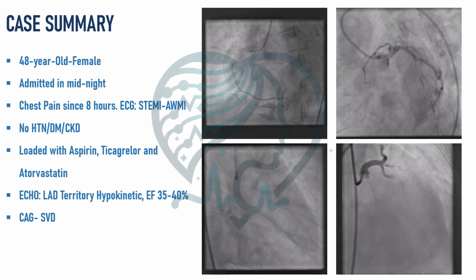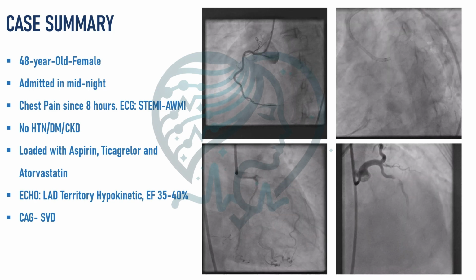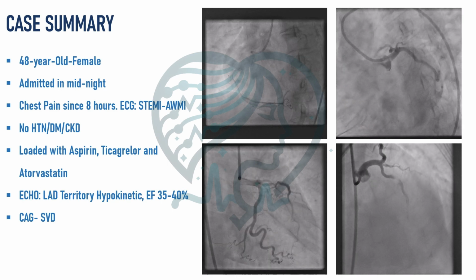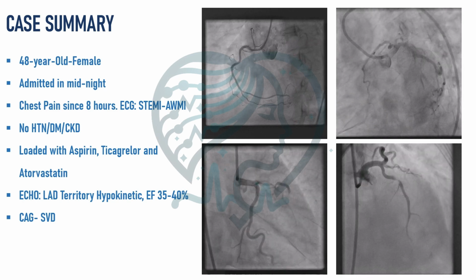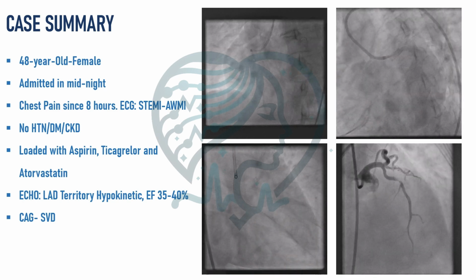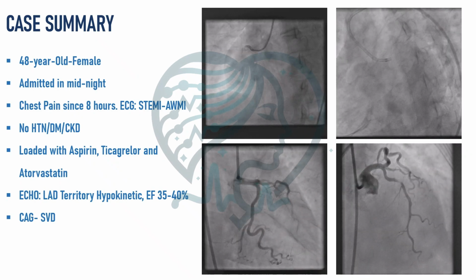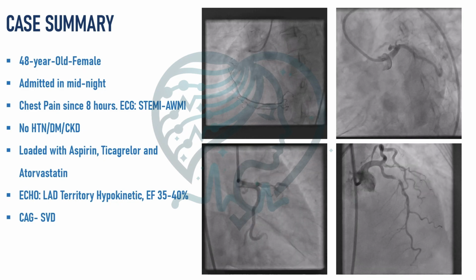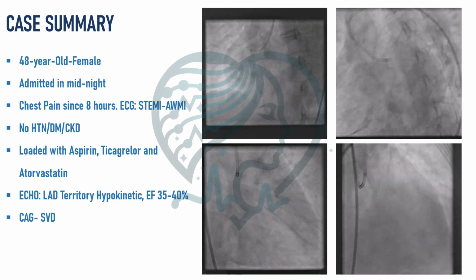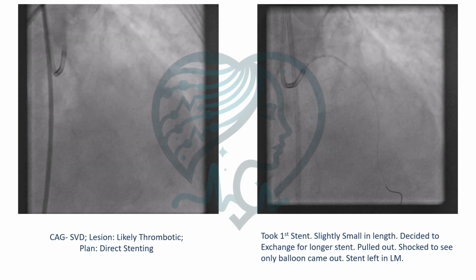This was a 48-year-old female who was admitted at midnight with chest pain. ECG showed STEMI, anterior wall MI. Patient was loaded in a standard manner. Echo showed LAD territory hypokinetic, and angiography looked like a single vessel disease and a thrombotic lesion. So I planned to go ahead with a direct stenting.